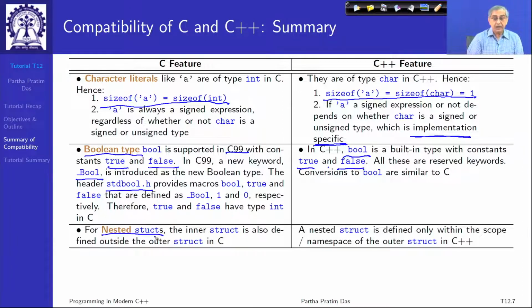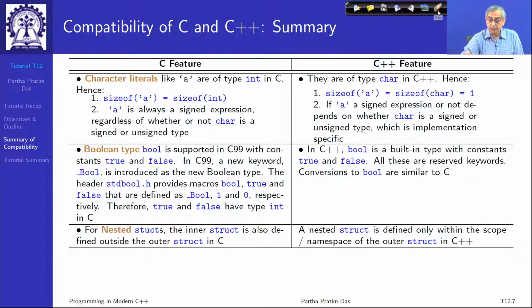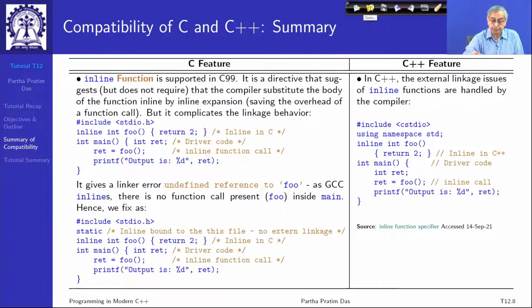Nested structures: C++ has a specific namespace or scoping rule. If I nest one structure within another, then in C both of their names are globally visible, whereas in C++ the name of the outer structure is globally visible, and the name of the inner structure is qualified by the scope name of the outer structure. We have seen all of these examples, so please try to remember these things.